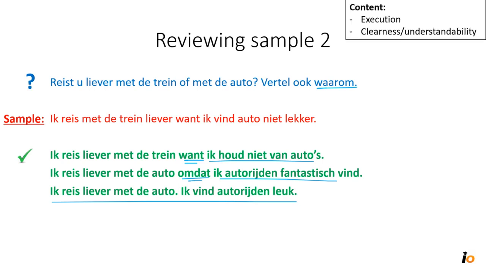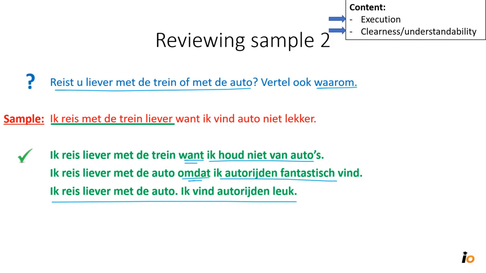And in the top right corner, you'll see the grading aspects for content, which are execution and clearness and understandability. Now let's look at the execution first. So the first question in this sample was, "Reist u liever met de trein of met de auto?" Meaning, do you prefer to travel by train or by car? And the answer to that question is, "Ik reis met de trein liever." Meaning, I prefer to travel by train.